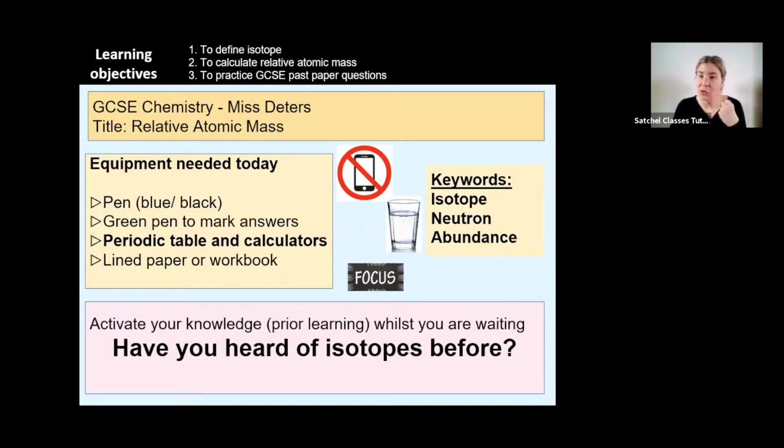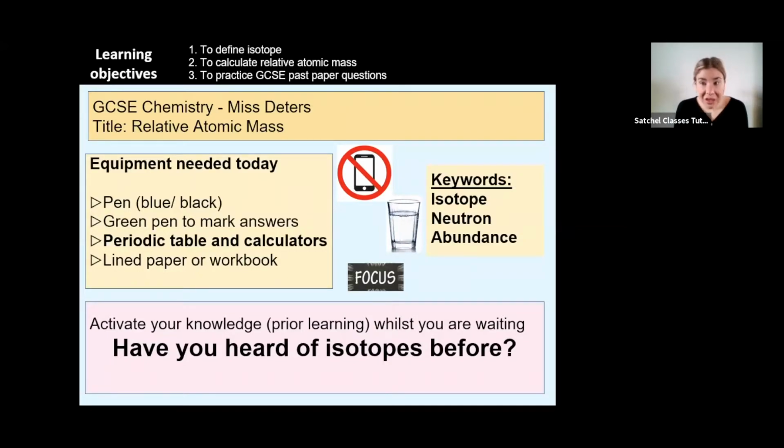All right, so the equipment you need today: I would advise you to have a pad, or if you're keeping all of your revision notes together, make sure that you've got a workbook with you. And I have put this in bold. Usually it's optional, but it is quite important for this lesson that you have a periodic table and a calculator. We are going to be calculating the relative atomic mass, taking into account different isotopes. So you do need to have a periodic table to hand, as well as a calculator.